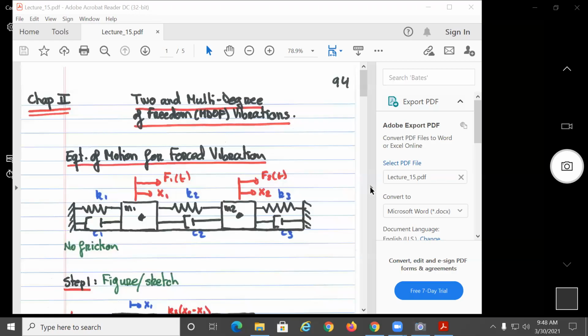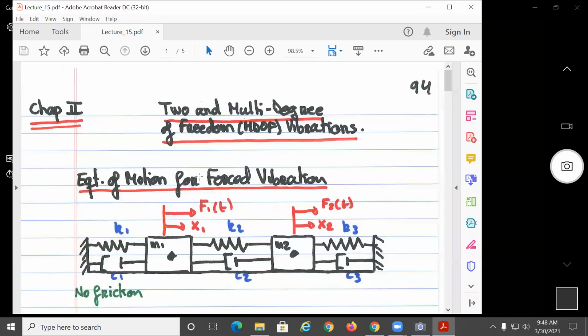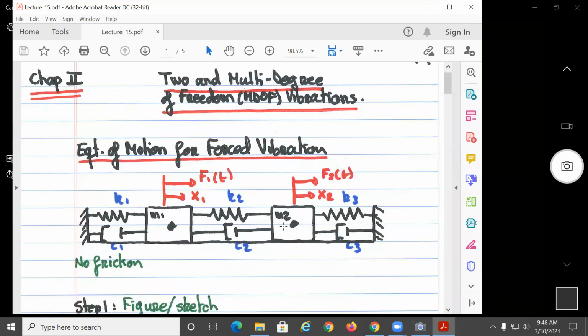Okay, so before the exams, we did a couple of lectures with reviews. So this is probably out of your mind after starting with 1 degree of freedom. But we started doing the 2 and multi-degree of freedom. But basically, we start with 2. Okay, so what does that mean? You're going to have 2 masses.